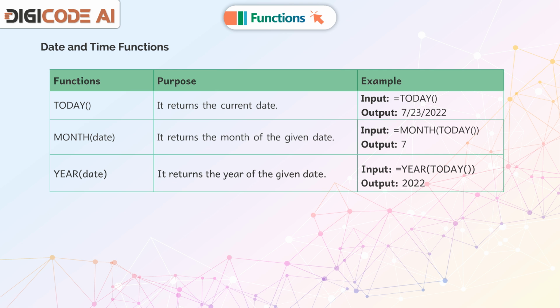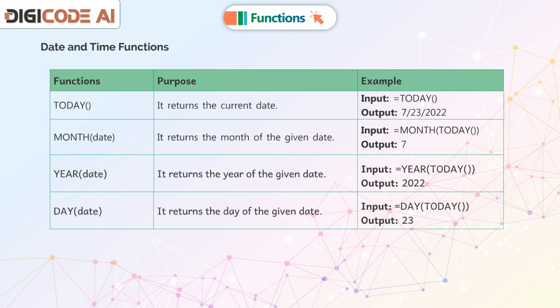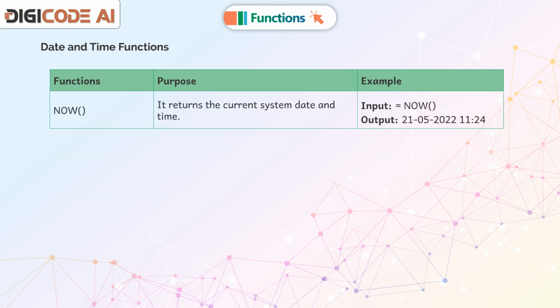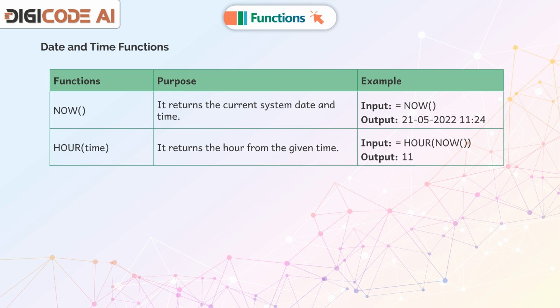Input: =YEAR(TODAY()). Output: 2022. Day, date: it returns the day of the given date. Input: =DAY(TODAY()). Output: 23. Now: it returns the current system date and time. Input: =NOW(). Output: 21-05-2022 11:24. Hour, time: it returns the hour from the given time.